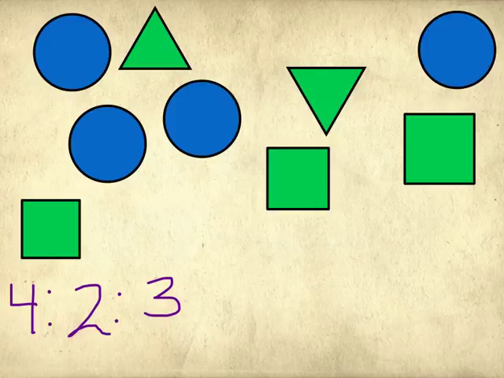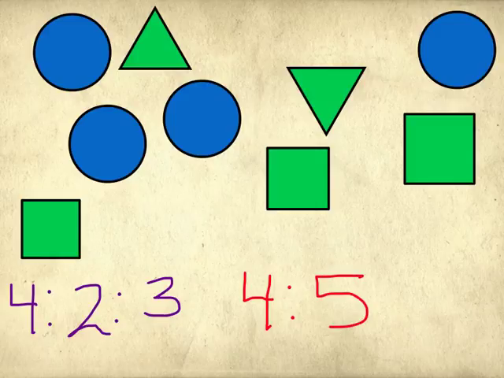But I can write ratios in other ways too. So for example, I could write blue shapes to green shapes. So 1, 2, 3, 4 blue shapes to 1, 2, 3, 4, 5 green shapes.